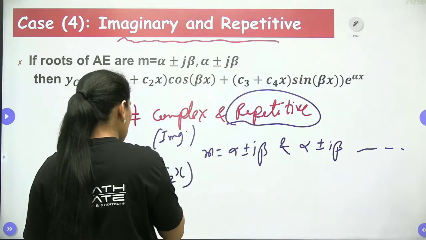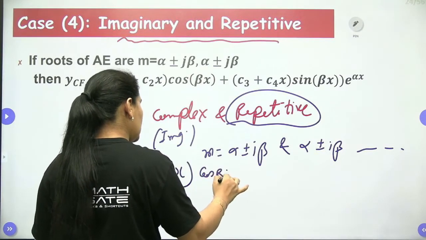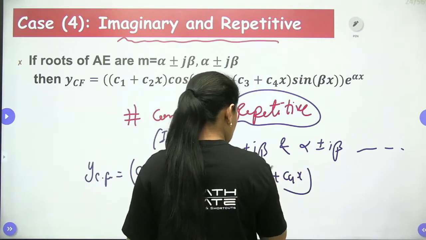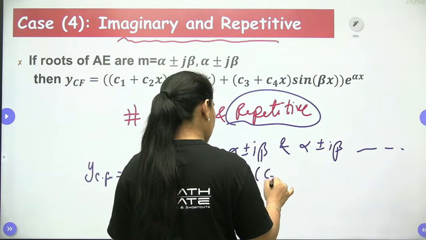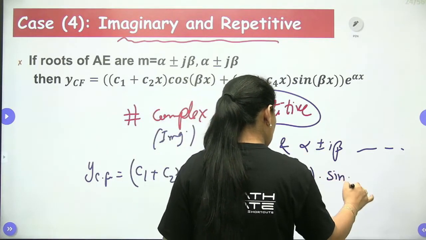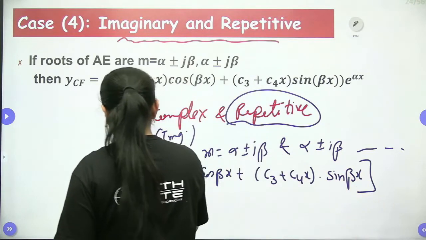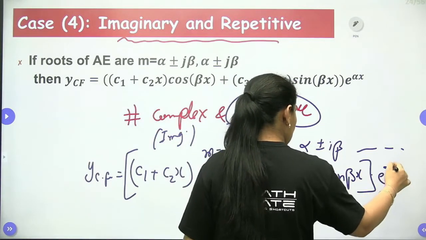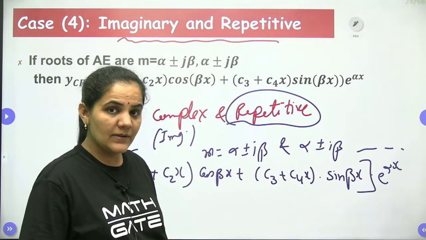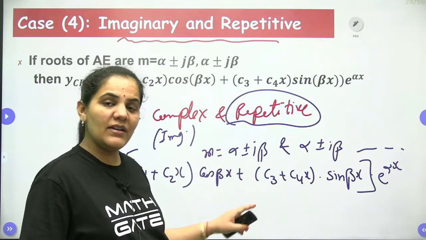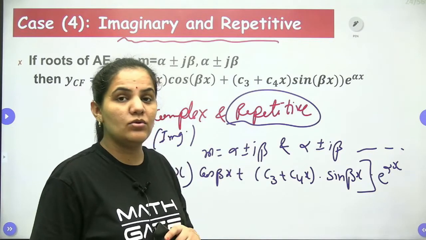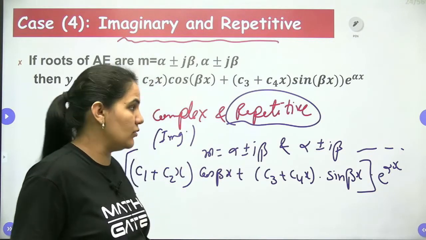So C1 plus C2x will be multiplied with cos of beta x, plus C3 plus C4x multiplied with sine of beta x, right? And we have to multiply this with e to the power alpha x only, right? So this will be the CF when we are having repetitive roots in the imaginary, or complex, roots.